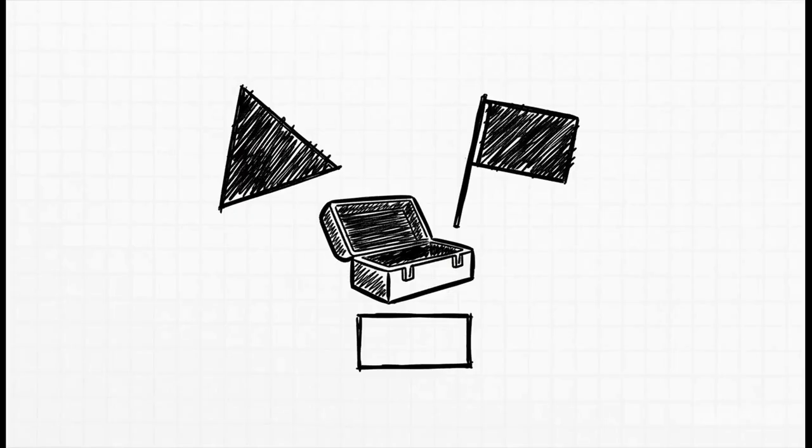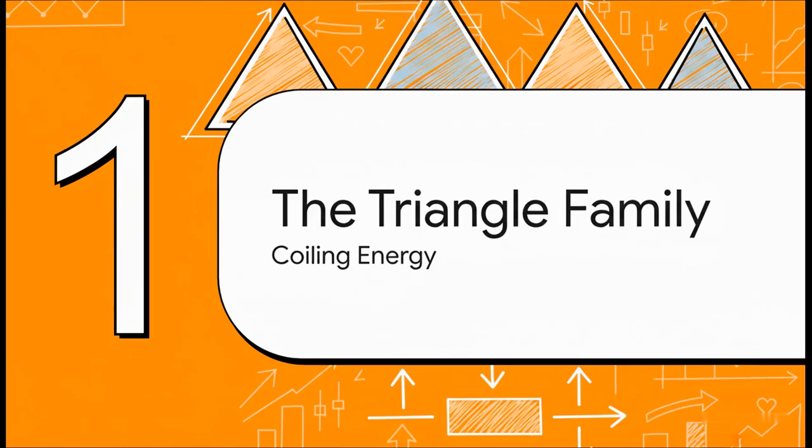So if we want to get good at spotting these pauses in the action, we need a toolkit, right? We're going to break down the three most common and honestly most reliable families of continuation patterns you're ever going to see on a chart. First up, we have the triangle family, and I absolutely love this analogy. I want you to think of these patterns like a spring coiling up, just building tension, storing up all this energy for a really powerful release.